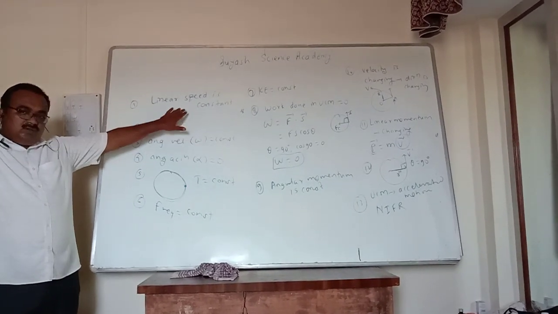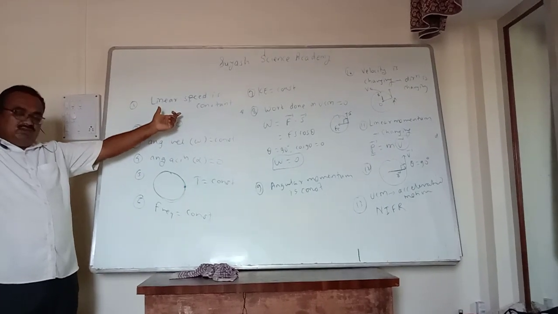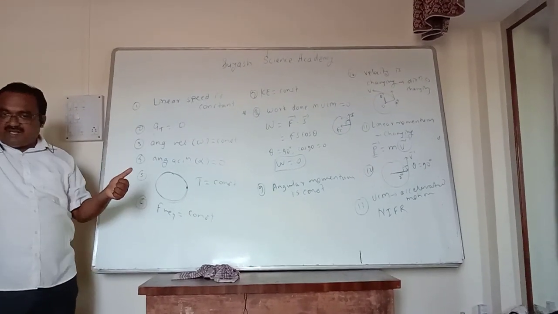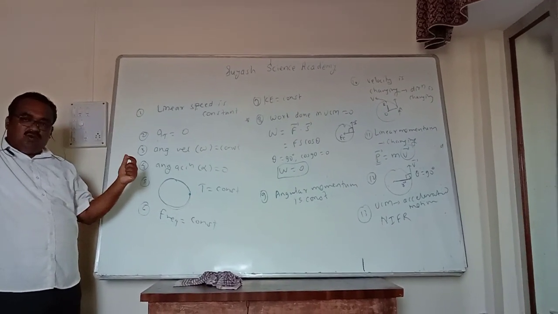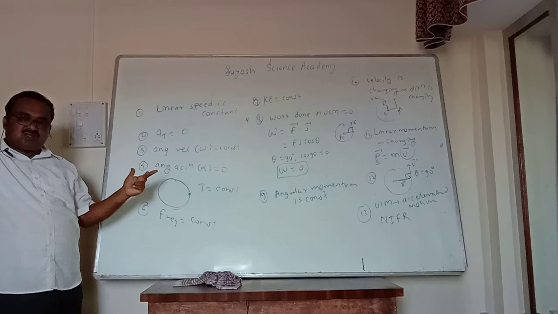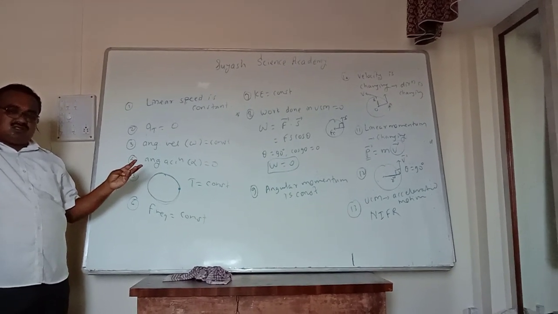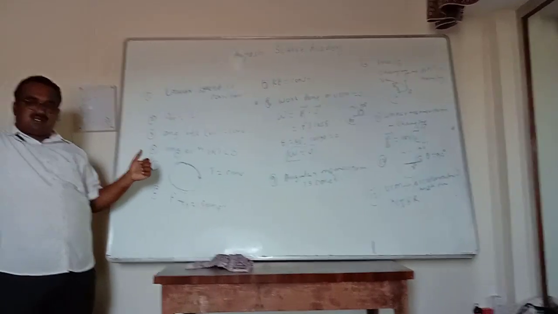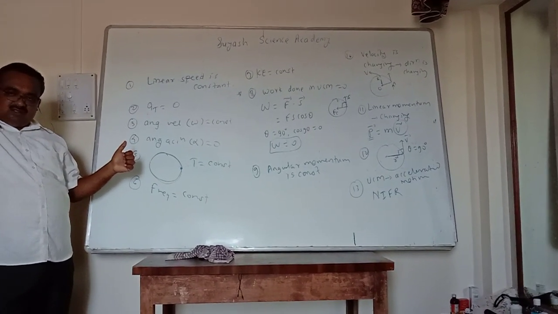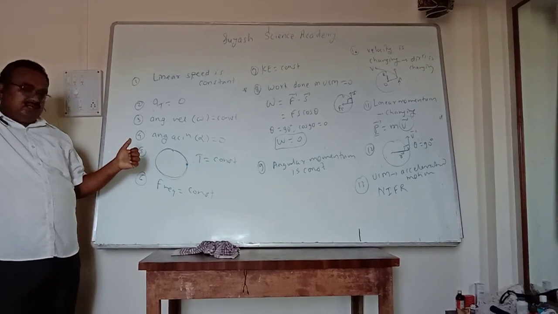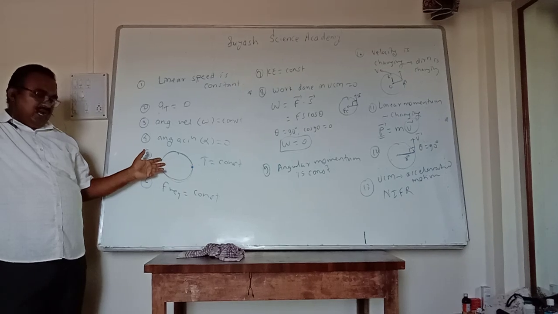Again, I will repeat all the properties. I will separate all the properties. First I will take the constant ones. 6 properties are constant. First, speed is constant, then angular velocity is constant, time period is constant, then frequency is constant, kinetic energy is constant, and angular momentum is constant. These 6 properties are linear speed, angular velocity, time period, frequency, kinetic energy, and angular momentum.